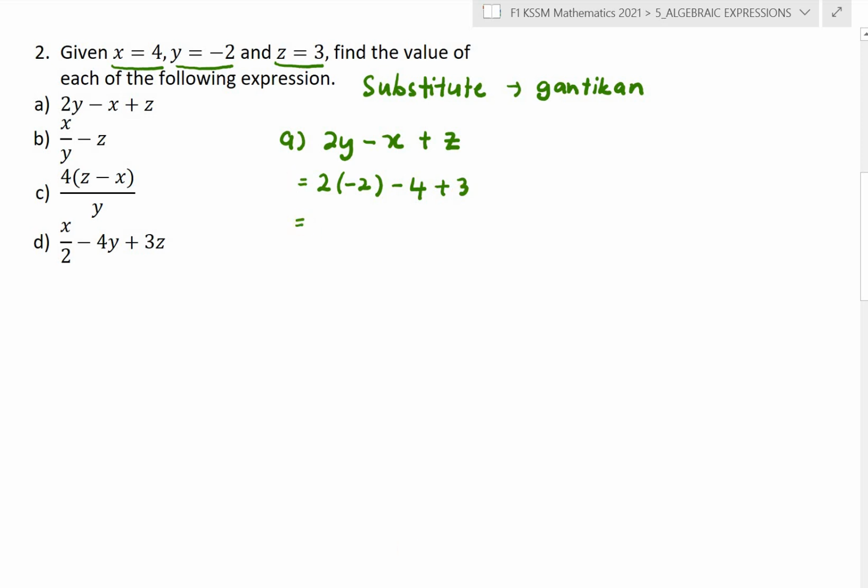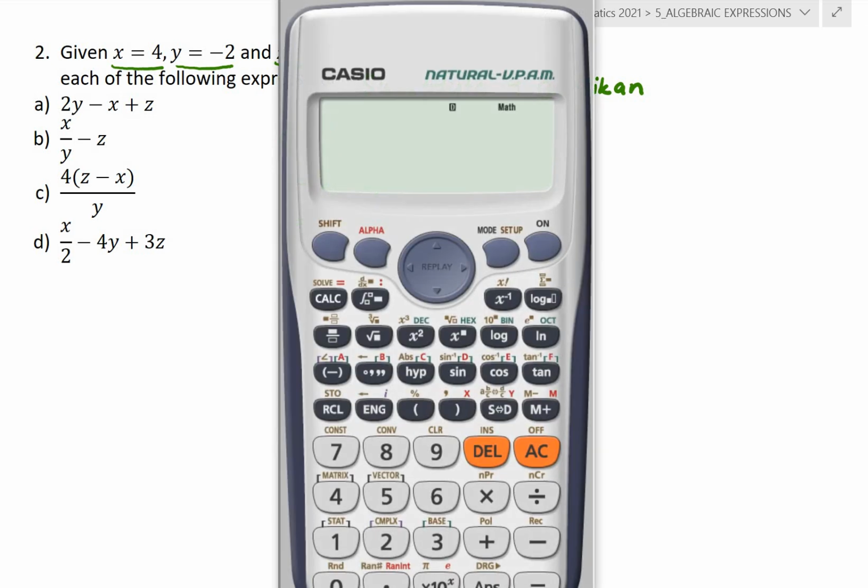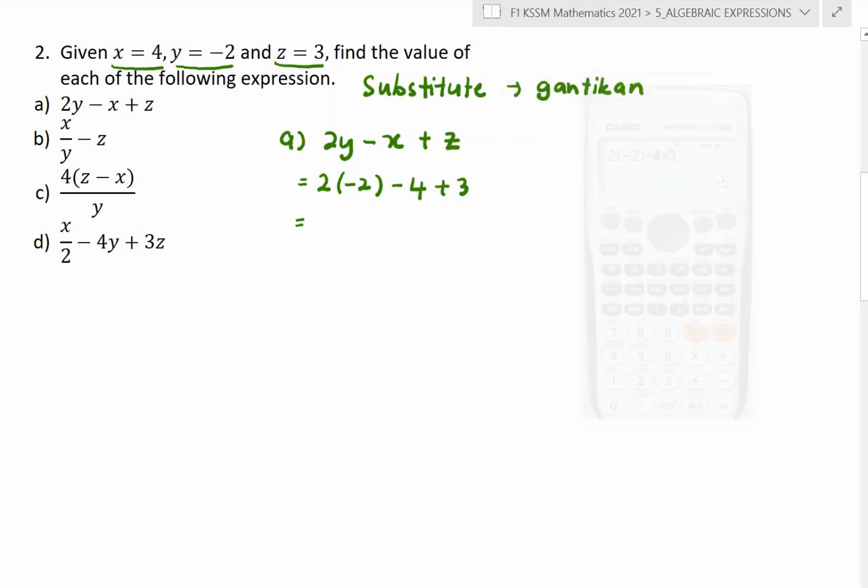And then, okay, kita boleh press kita punya calculator. Okay, 2 times negative 2, just now minus 4 plus 3. Okay, so we have negative 5. So this one, the answer is negative 5. Okay, cuma dekat sini kena tunjuk lah. Okay, this one tadi process of substitution, kena tunjuk dekat sini. Alright, so I hope for A tak ada masalah. So let's look at B.